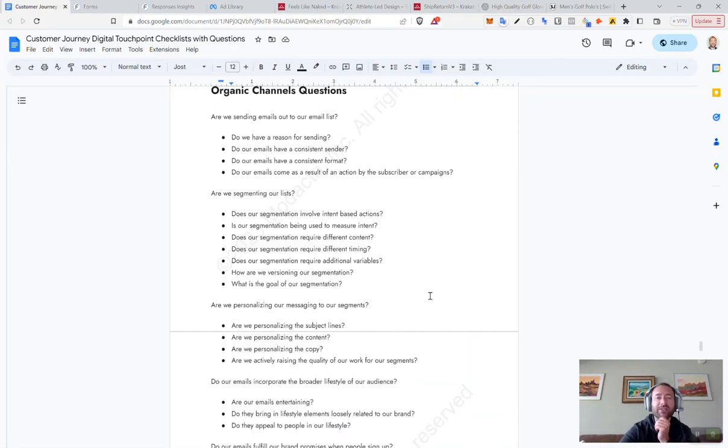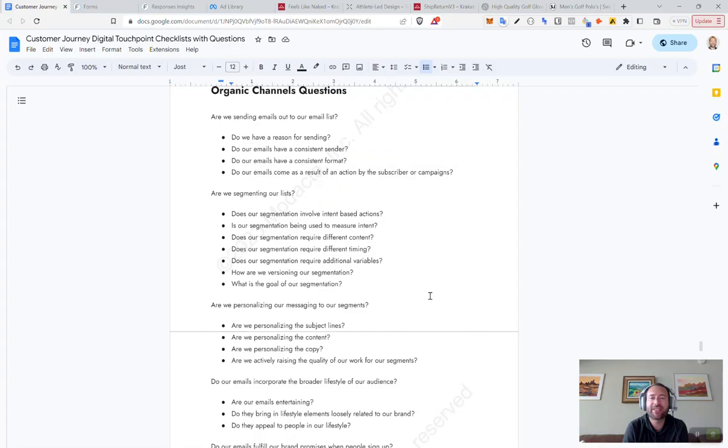We're sending emails out to our list. Do we have a reason for sending? What a great segue. Yes, no. It's pretty simple as that. Like, people only care about a few things: a super sale, a new product launch, company update. That's about it. Like, so know why you're sending and know the meaning behind sending.